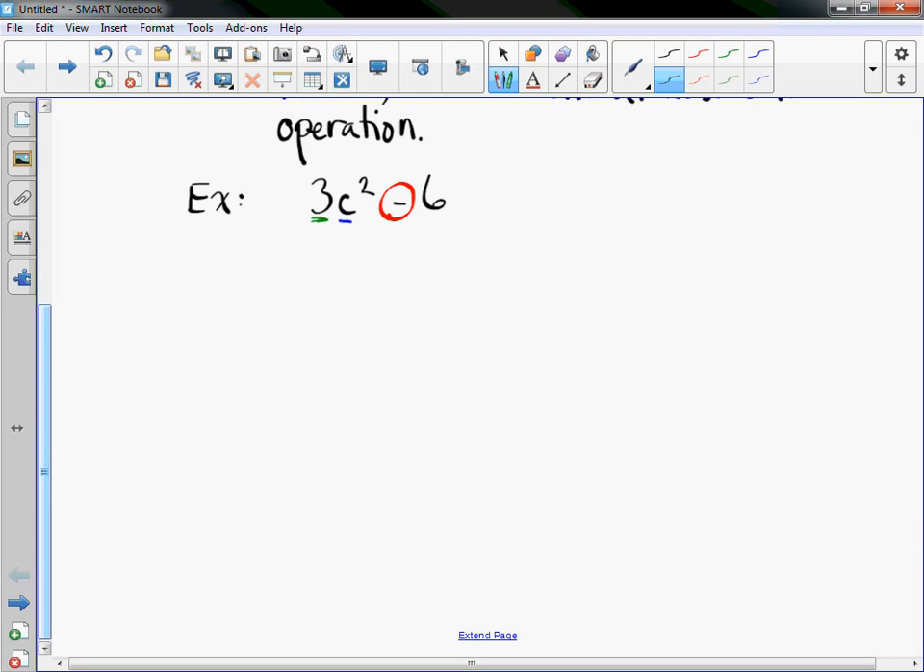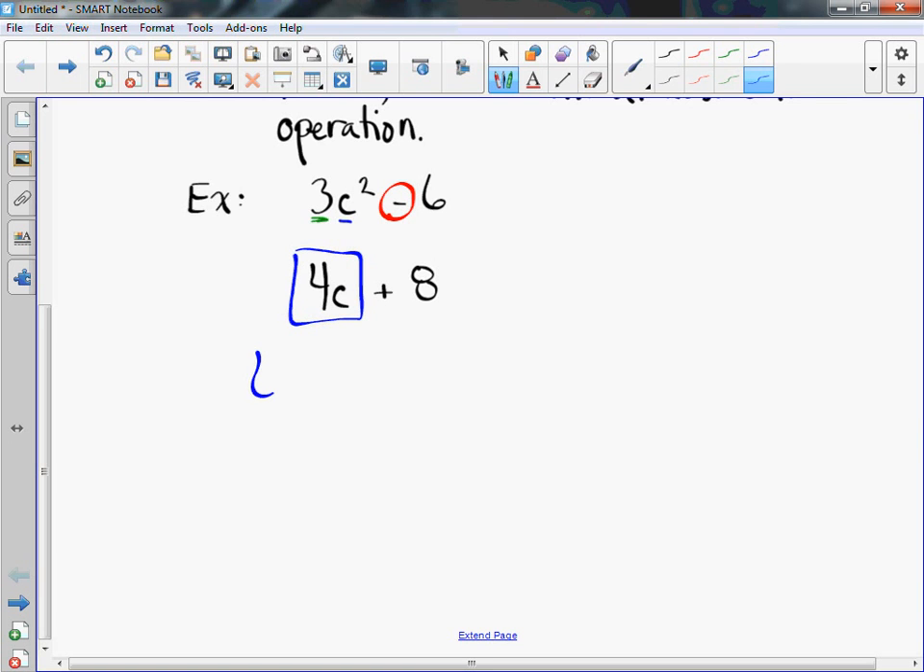Okay? So second example, maybe just 4c plus 8. Okay, so with 4c plus 8, 4c is a term. Okay. And 8 is also a term. Okay. Terms are just parts of the algebraic expression that are divided up by addition or subtraction. Okay.